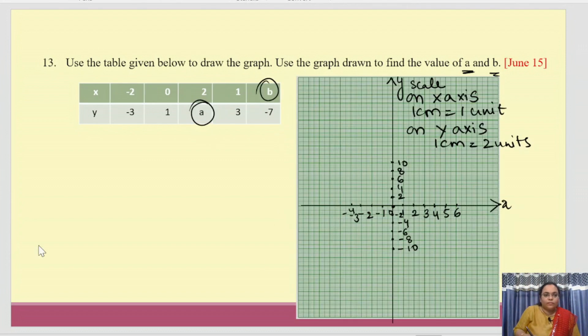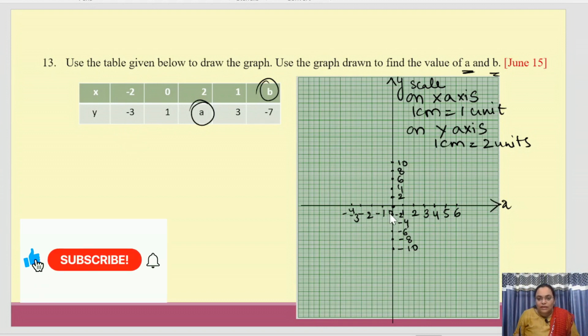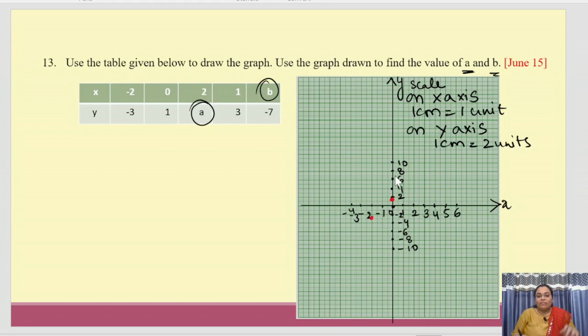So the first one is minus 2 and minus 3: minus 2 on the x-axis and minus 3 on the y-axis, which is this one. The next one is 0 and 1: 0 on the x-axis and 1 on the y-axis, which is this one. So see here, next one is 2 and a, right? So we'll just keep it aside and we will take 1 and 3. So 1 on the x-axis and 3 on the y-axis, which is this one.